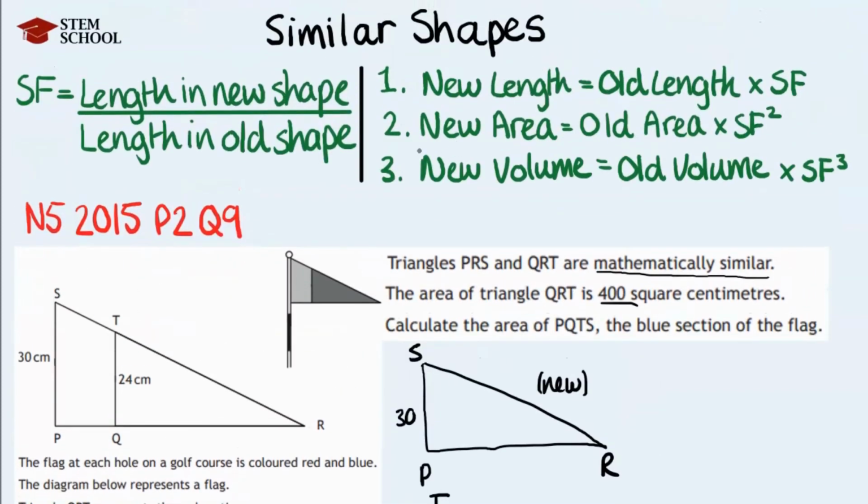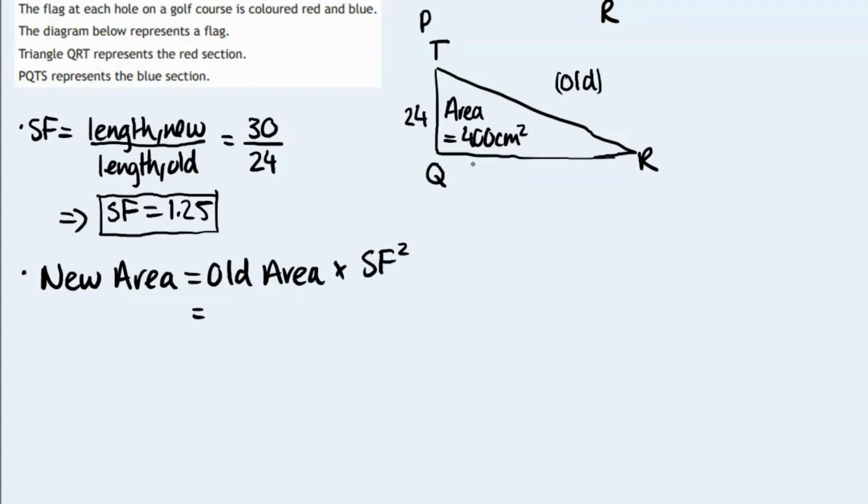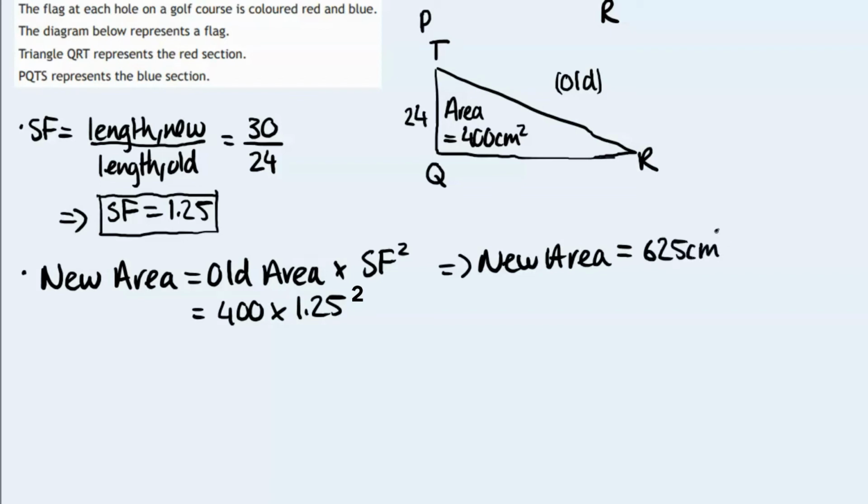So that's the process of how we're going to do that. Because we're working with area, we're going to use this formula here: new area is equal to old area multiplied by scale factor squared. So let's have a go at that. New area, which is the large triangle, is equal to old area multiplied by scale factor squared. So what's the old area? Well, it's 400 centimetres squared multiplied by the scale factor, which is 1.25 squared. So that gives us the new area, the area of the large triangle, which will be calculated to be 625 centimetres squared.